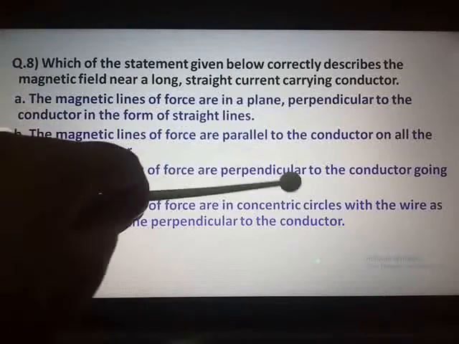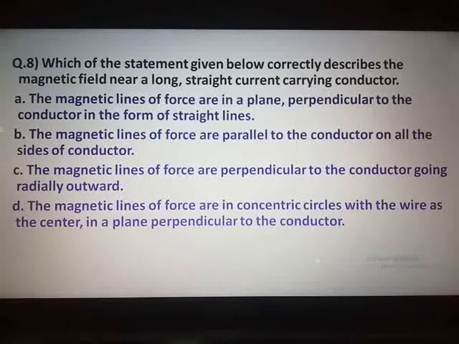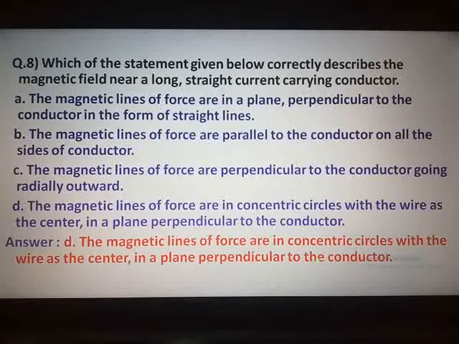So looking at the words in the form of concentric circles, you come to know that the fourth option is the correct one. Let us go to the answer. Yes, fourth one. The magnetic lines of force are in concentric circles with the wire as the center in the plane perpendicular to the conductor. So D is the correct answer.